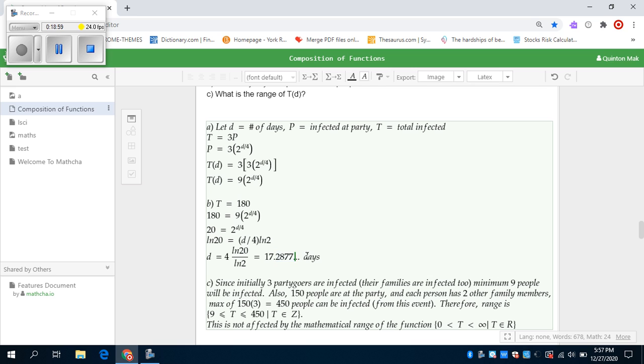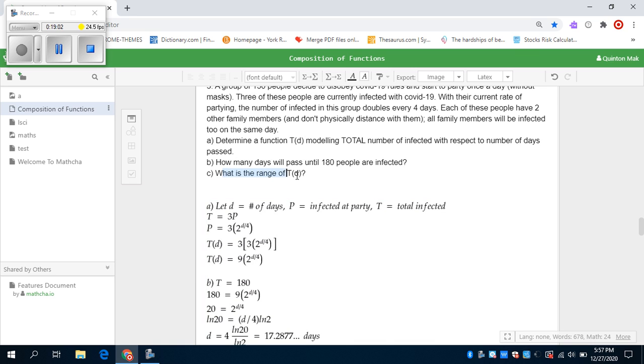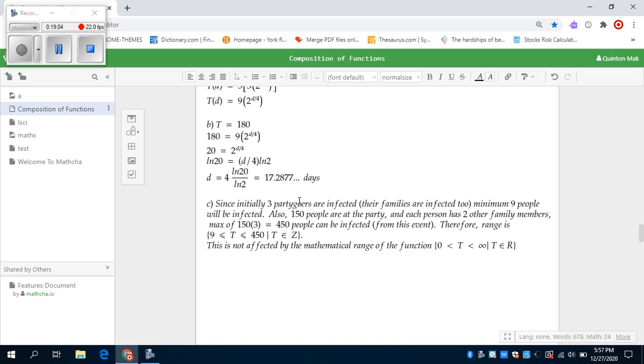What is the range of T of D? Since initially 3 partygoers are infected, plus their families, minimum of 3 times 3, or 9 people are infected. Also 150 people are at the party, and each person has 2 other family members, so maximum of 150 times 3, or 450 people can be infected from this event. So the range of our function is T is greater than 9 and less than 450. And also T is an integer because you can't have fractions of people.